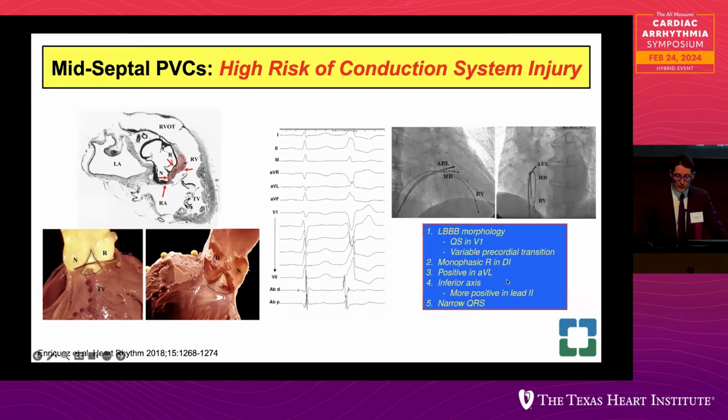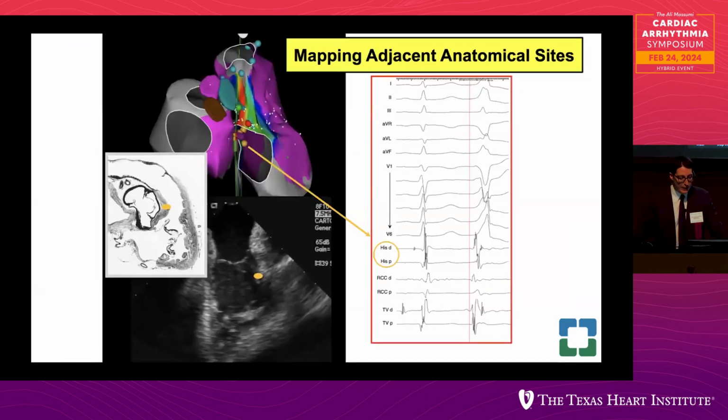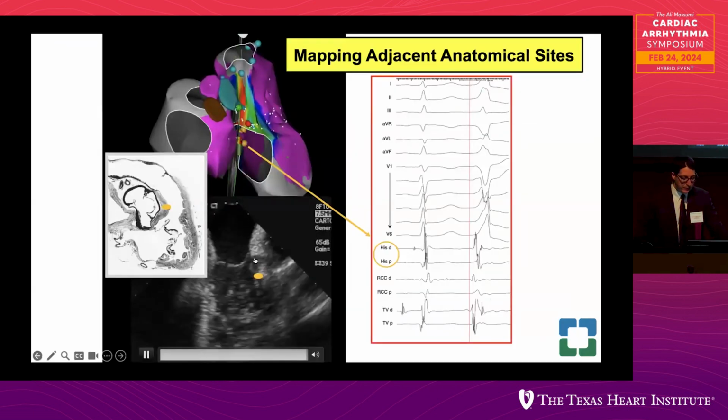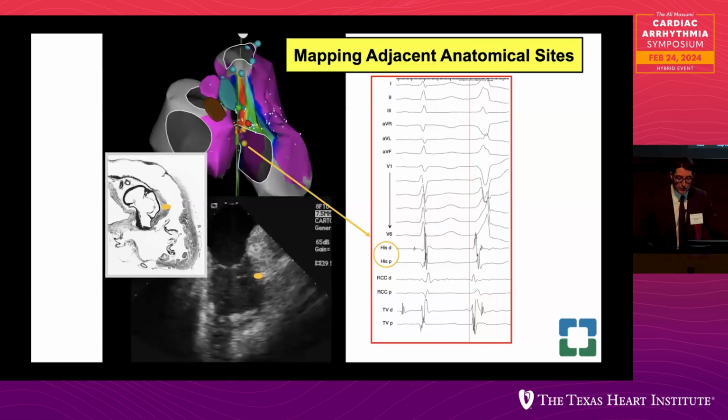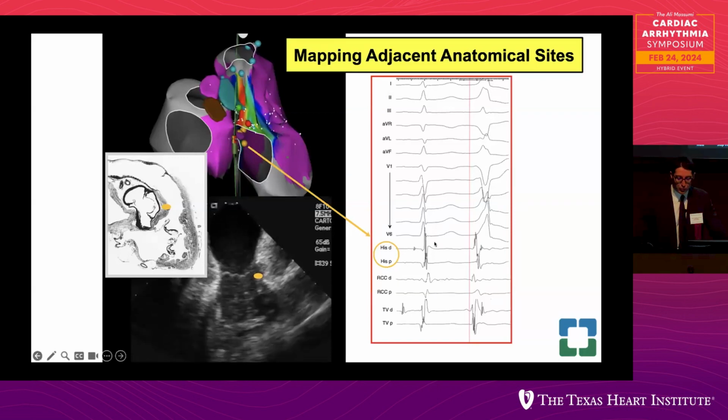Typically, you have a monophasic R wave in lead I, positive in aVL, and they tend to have, of course, a narrow QRS because they're of septal origin. Again, this is just an example here. This is the area that we want to target. If you go with your catheter straight here, with a straight approach, without looping it backwards and protecting your catheter by the septal leaflet, you have risk of injuring the conduction system because of the posterior shift of the catheter with both respiration and systolic motion.